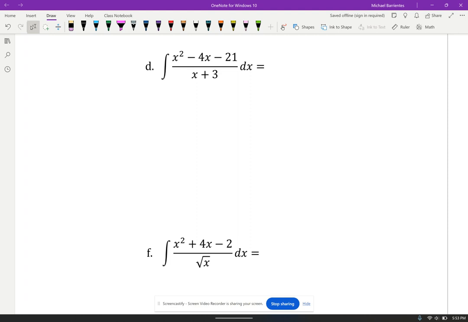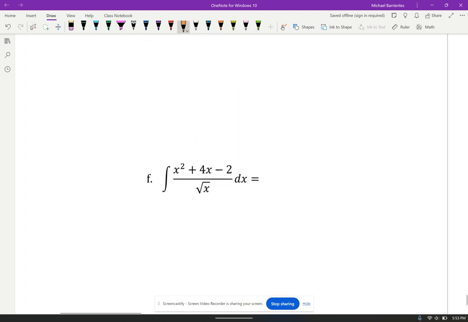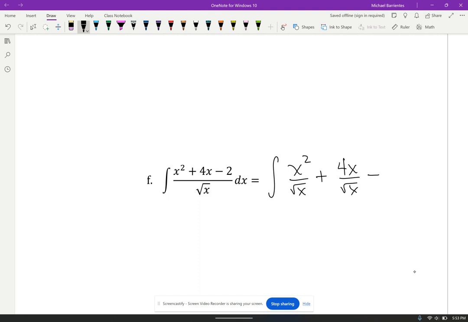So I'm going to tackle letter F first. I notice that I'm only dividing by one term. And so if I'm dividing by one term, that means I can divide the first numerator term by that one term on the bottom, plus the second numerator term by that one thing on the bottom, minus the last numerator term by that one thing on the bottom, right?